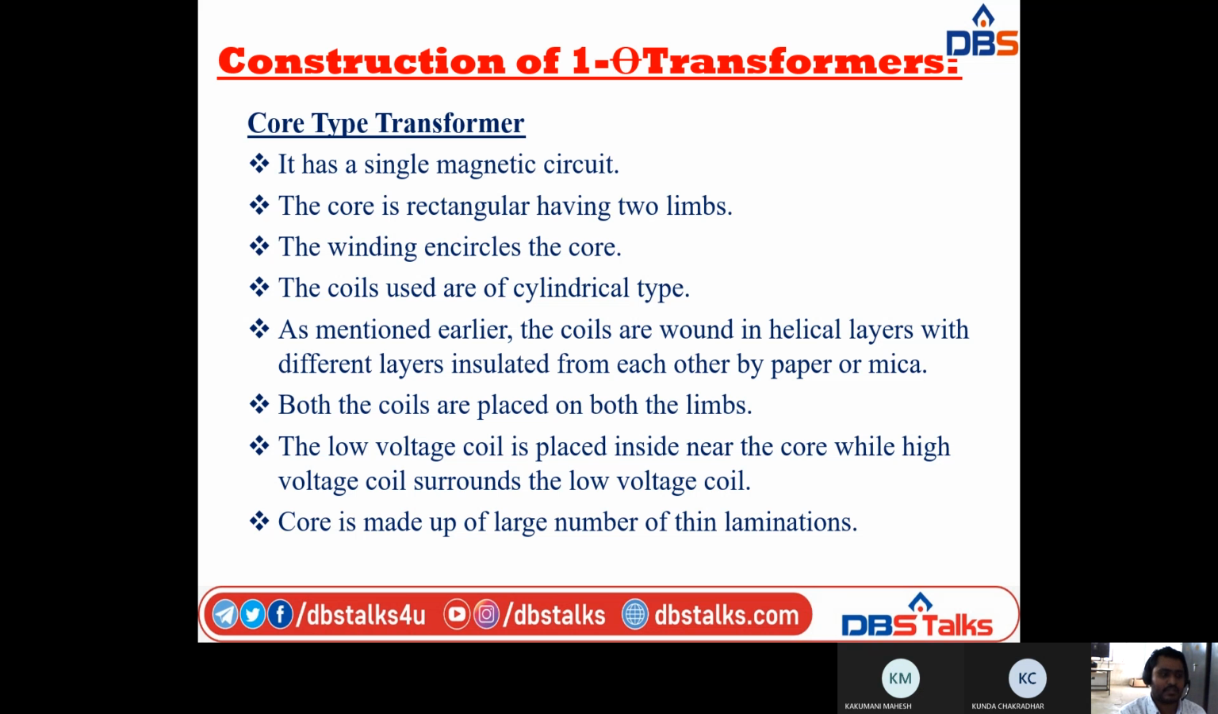In this one, both the coils are placed on both the limbs. Here we are using two windings or two coils, wound on both the limbs. The low voltage coil is placed inside and near the core, while the high voltage coil surrounds the low voltage coil. The core is made up of a large number of steel laminations.